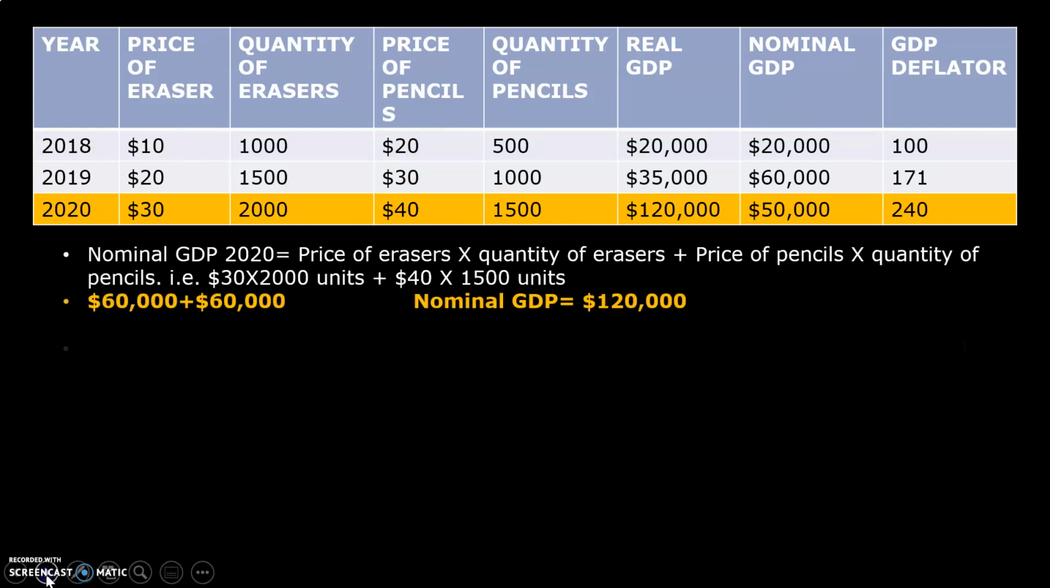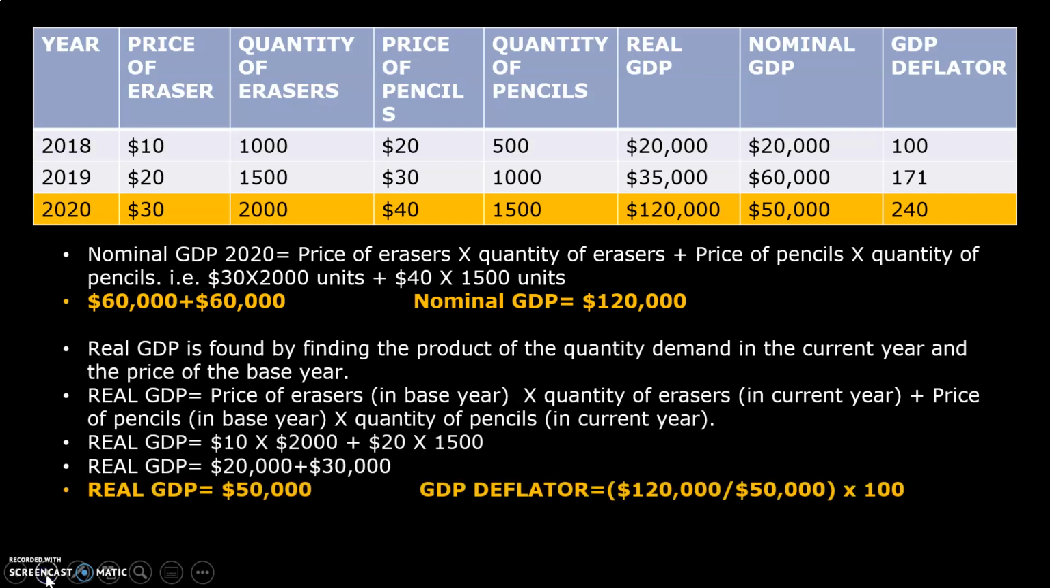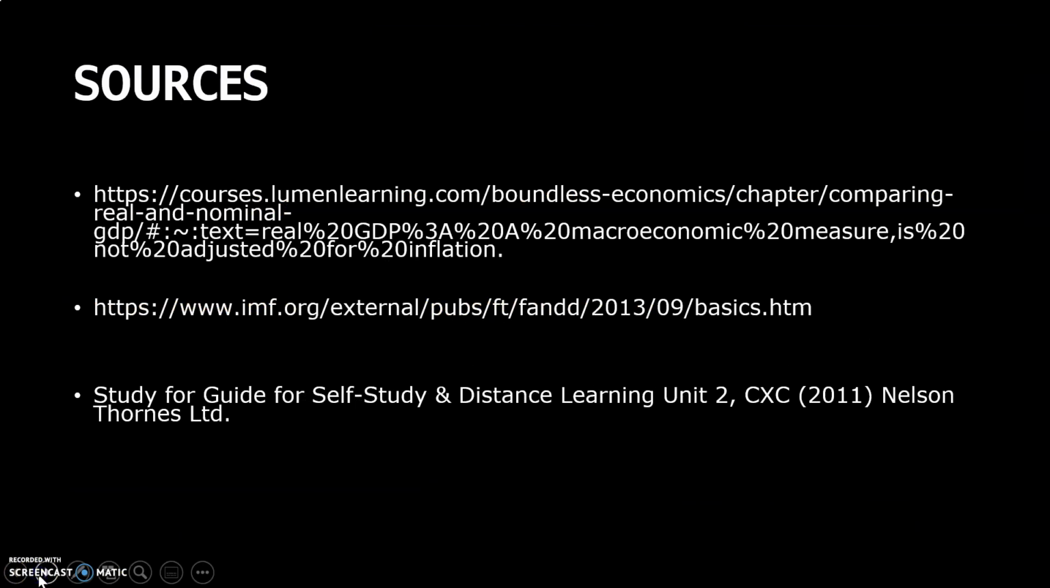And so for nominal GDP, you should get 120,000. And for real GDP, you should get 50,000. And for the deflator, you should calculate 120,000 divided by 50,000, and the product will be 240. If you subtract 100 from that, you will notice that there's a 140% increase in prices.